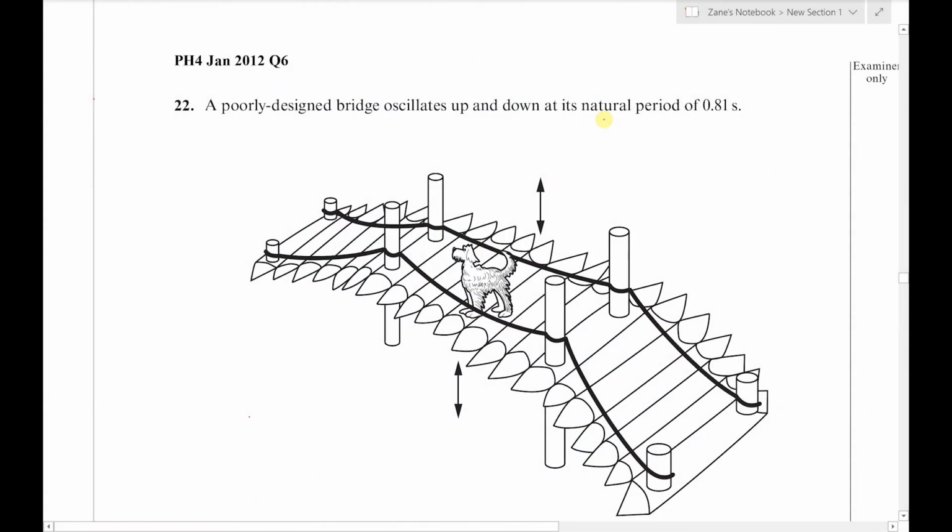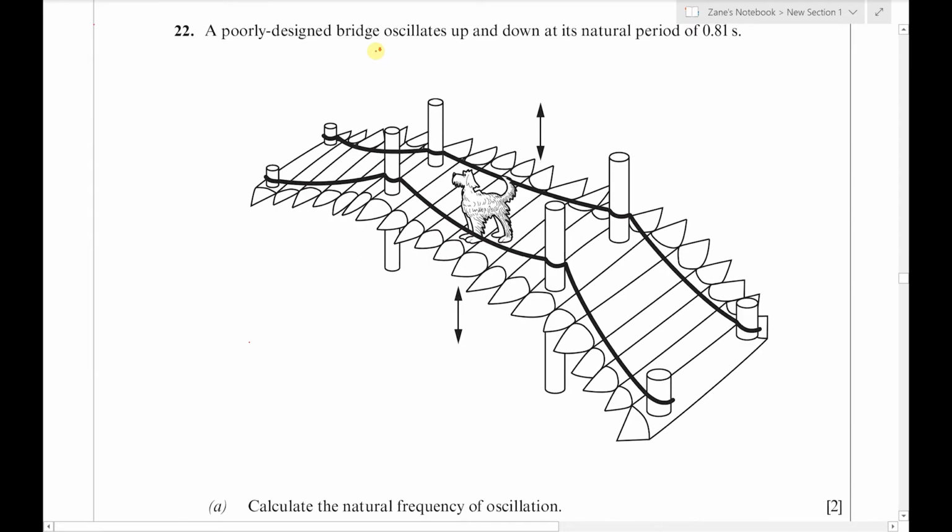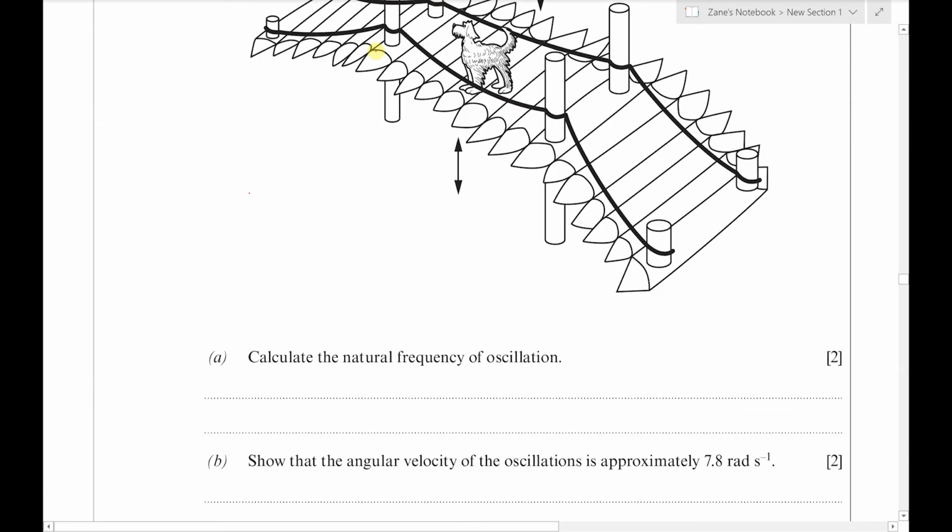Welcome to another WJEC A level physics question. This is question 6 from January 2012's PH4 paper. It's on simple harmonic motion, which nowadays you'll find in Unit 3. What we've got is a question about a poorly designed bridge that oscillates up and down with a natural period of 0.81 seconds. And there's a dog on the bridge that we'll come back to a little bit later on.